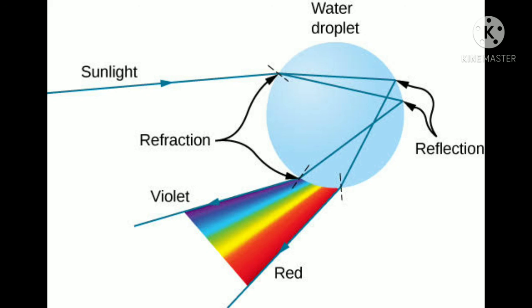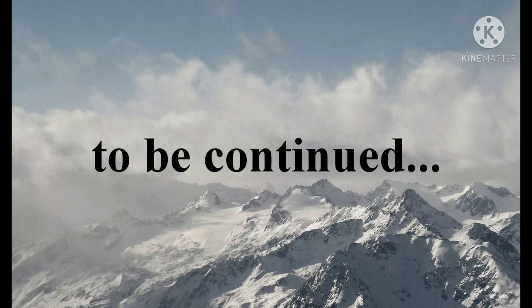So on a sunny day we can't see a rainbow, but after the rain shower we can, and this is how it happens. So till here I will stop. Next we will study atmospheric refraction.